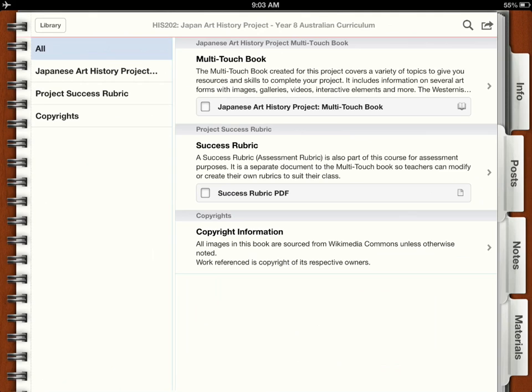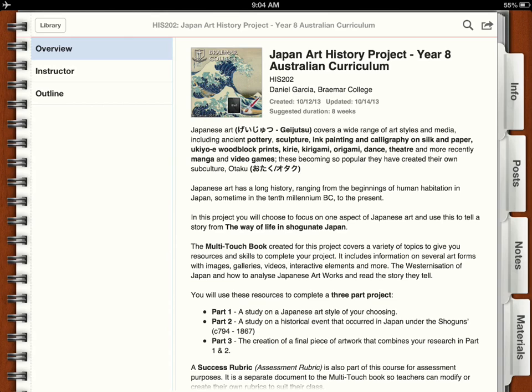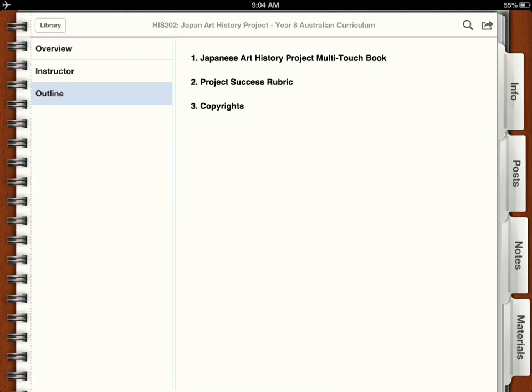Okay? So essentially what you've got in here, if you go into my info, we've got a rundown of what this course is about, which I'm sure you all read, clearly, yes? Yeah, I'm pushing you. We've got the outline here, it's pretty short. We've got your actual project, your success rubric, and some copyrights in here. Okay, so I'm a big one for doing... click. Okay. We'll start with that.